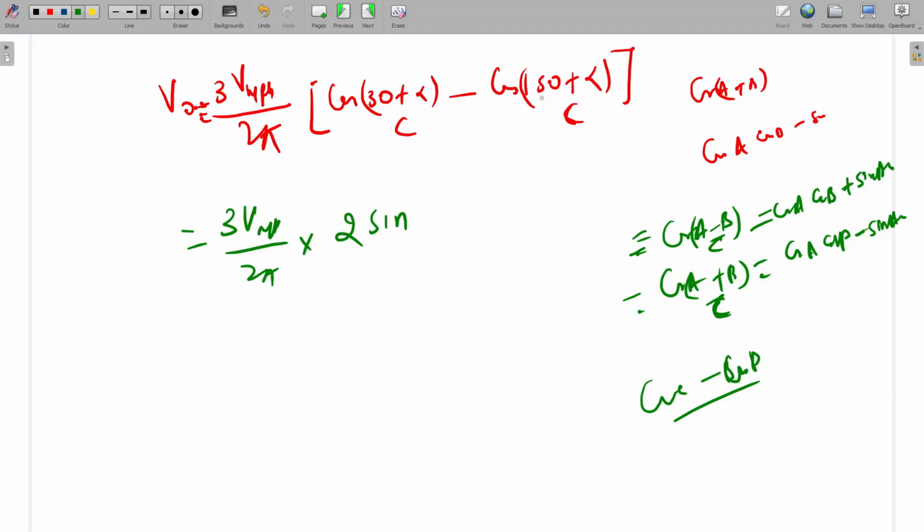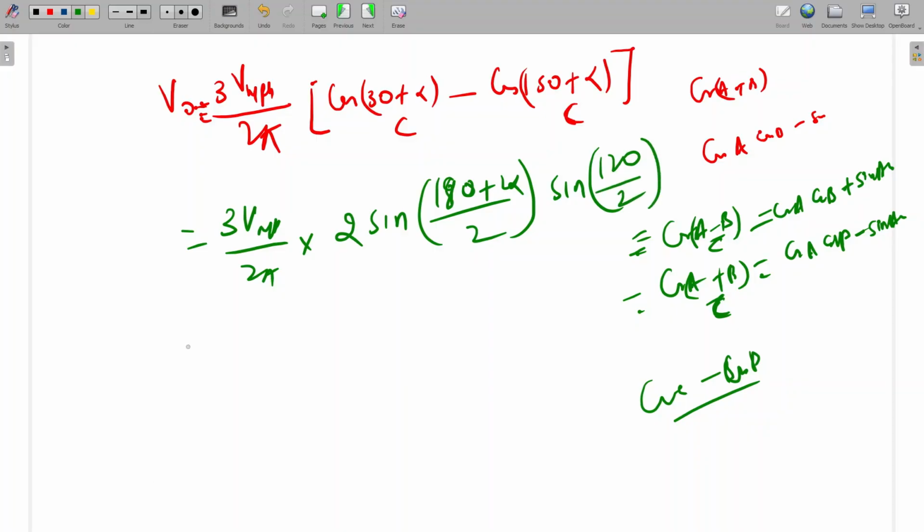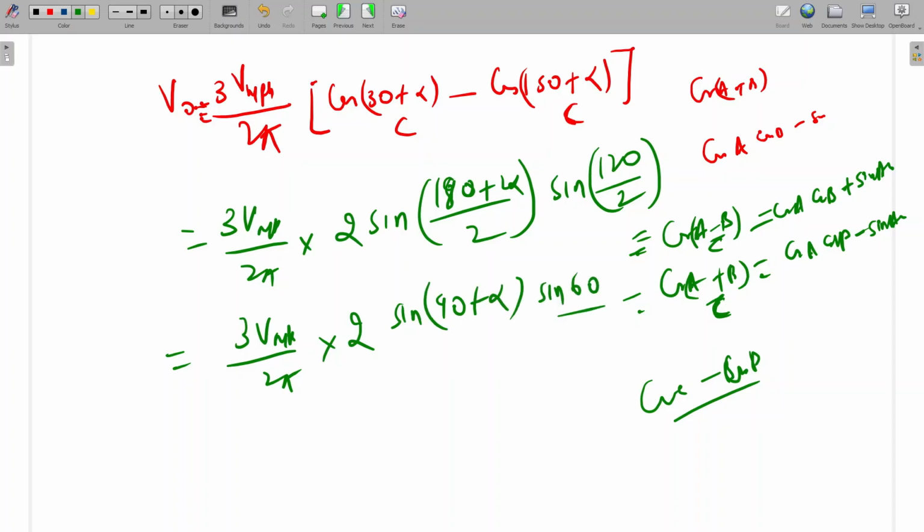C plus D means 150 plus 30, how much? 180. So 180 plus 2 alpha divided by 2, into sin D minus C by 2. So D minus C means 150 minus 30, how much? 120 by 2. Is it correct? So 3 Vm divided by 2 pi into 2 sin 90 plus alpha into sin 60. Is it correct?